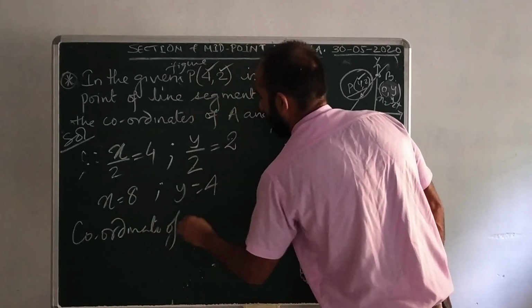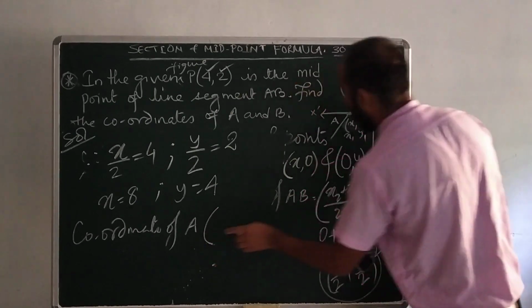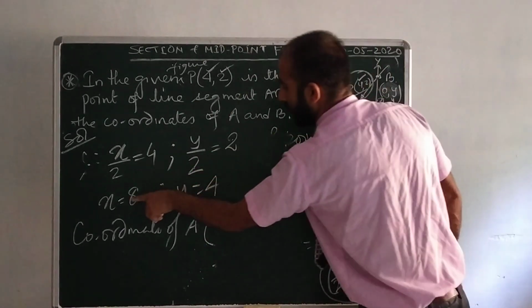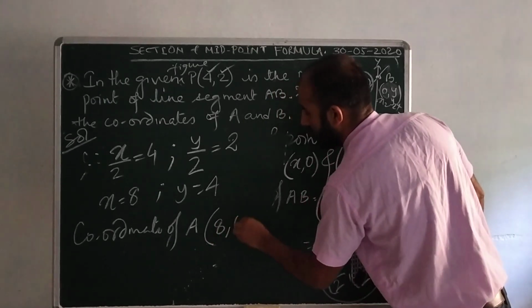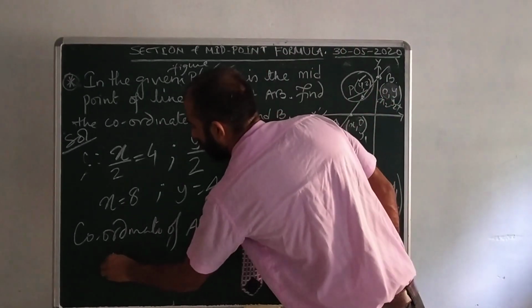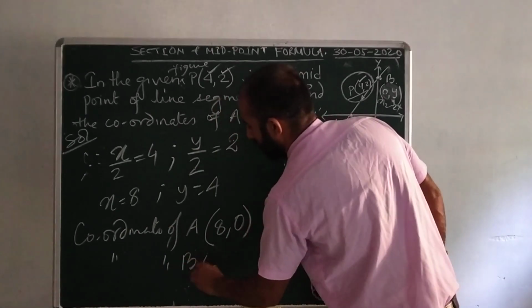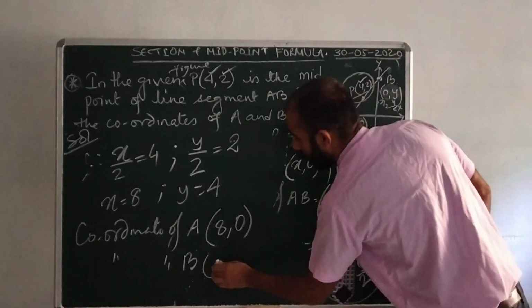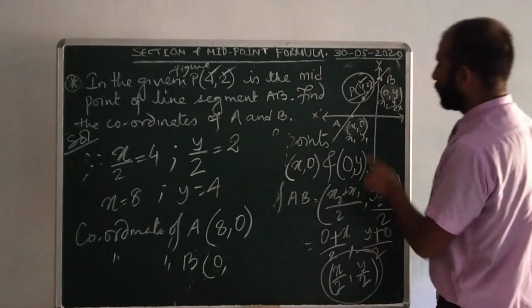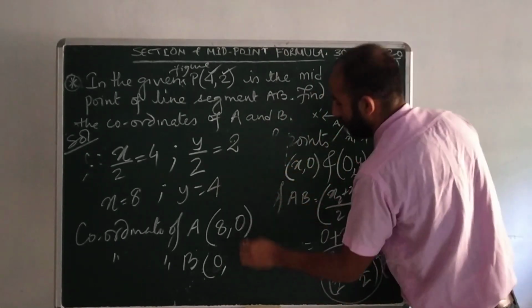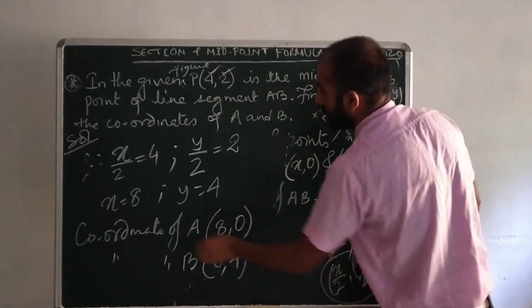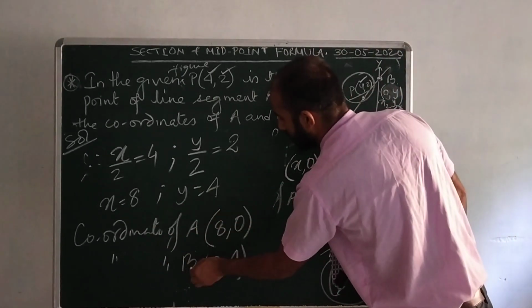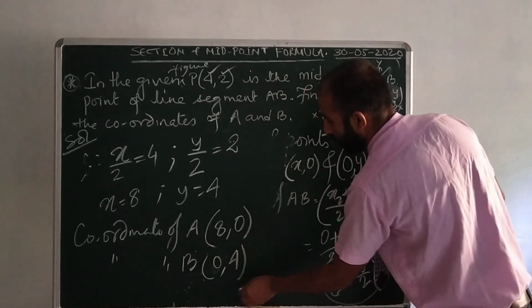Coordinate of A: what we have taken for A is x and 0. So x we got 8, that is 8 and 0. Similarly, coordinate of B, we have taken 0 and y. So 0 will remain 0 itself, and the value of y we got is 4. So we got the required coordinates of A as (8, 0) and coordinates of B as (0, 4).